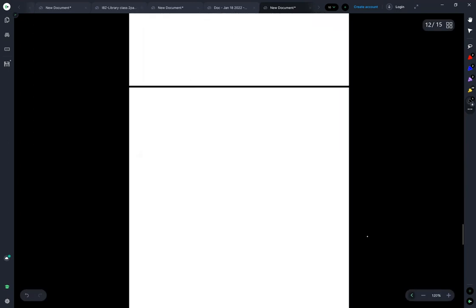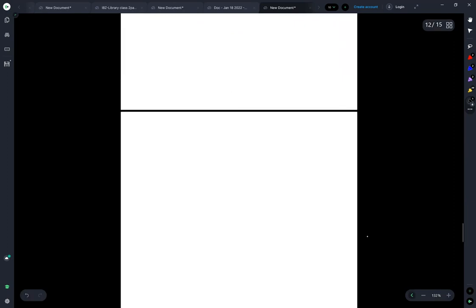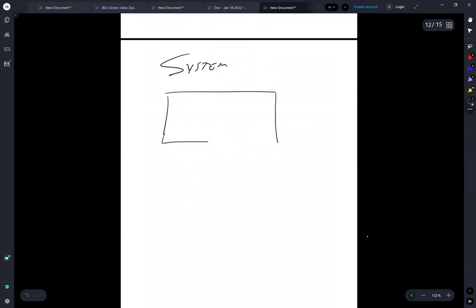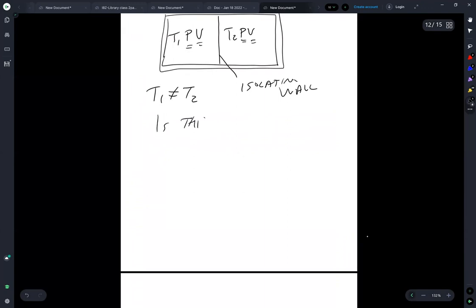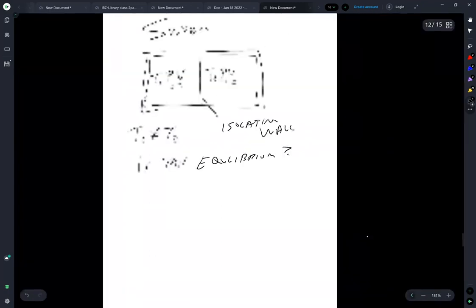Let's have another thought experiment here. Say you've got a system, and I'm going to make my system like so, and I'm going to put an isolating wall, and I'm going to have T1, P, V and T2, P, V. So I have the same pressure and volume in each of my two systems, but I have temperatures not equal in the two. Is the system in equilibrium? That's the question.